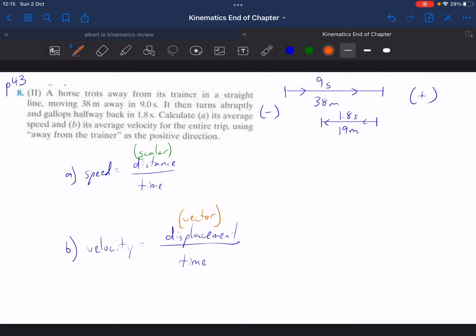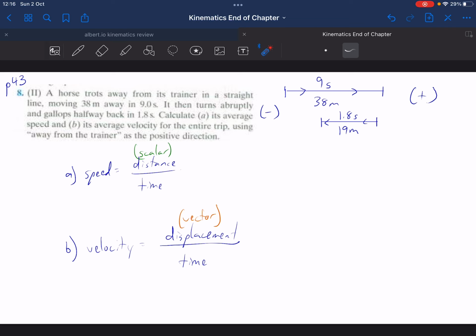Okay, so this is number 8 on page 43. A horse trots away from its trainer in a straight line, moving 38 meters away in 9 seconds. So I drew a diagram here of it moving to the right 38 meters in 9 seconds. It then turns abruptly and gallops halfway back in 1.8 seconds. So from this point, I drew about halfway back, and that was 1.8 seconds and 19 meters.